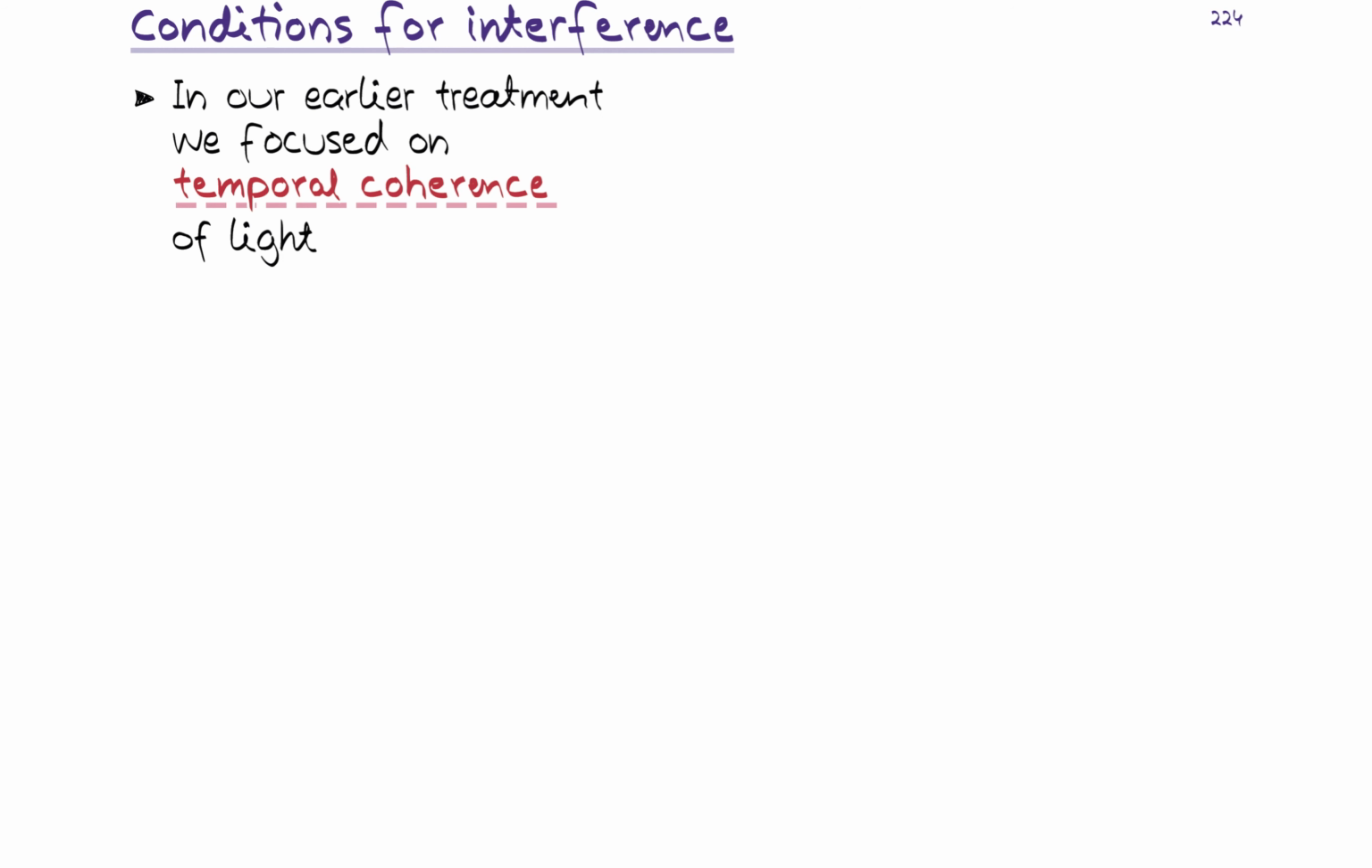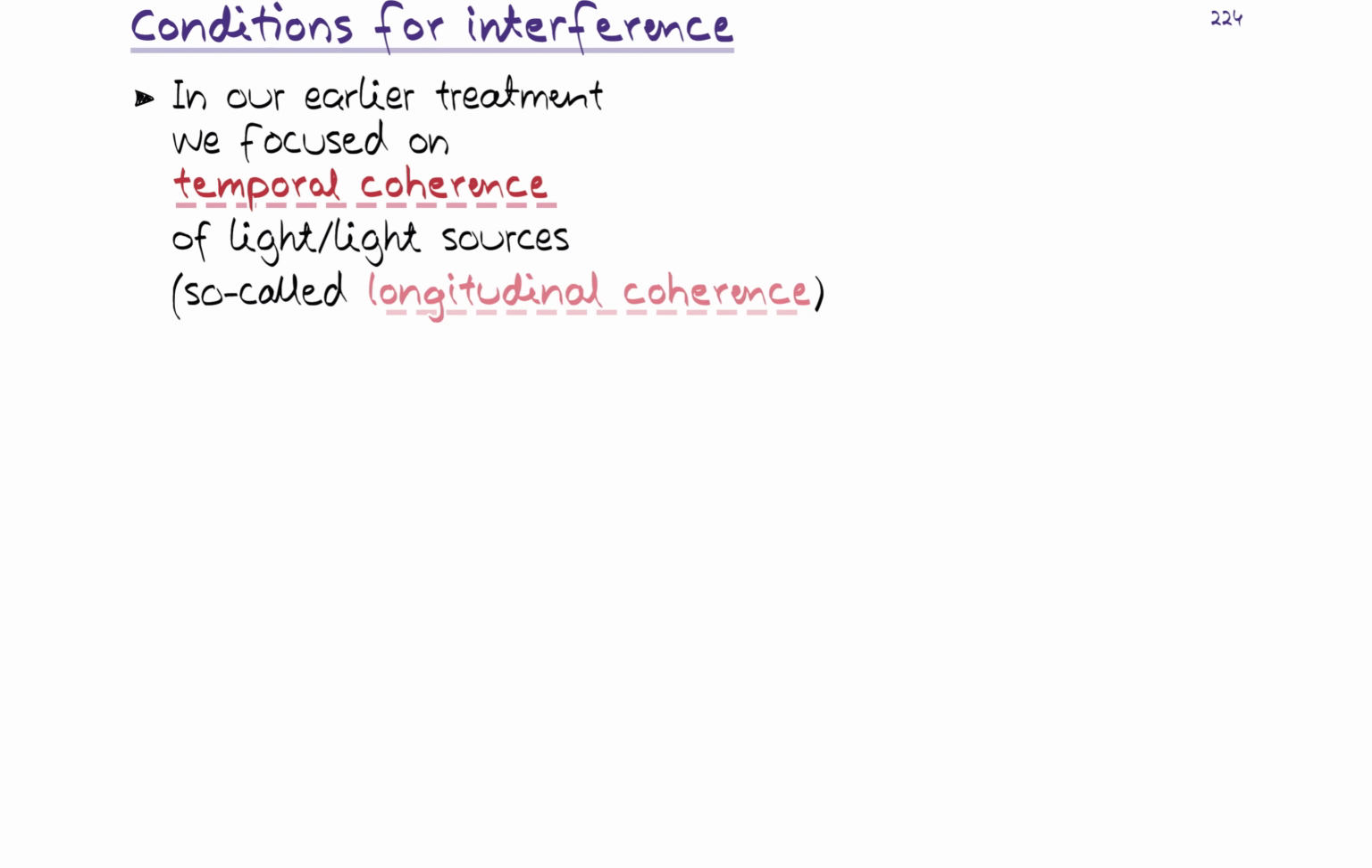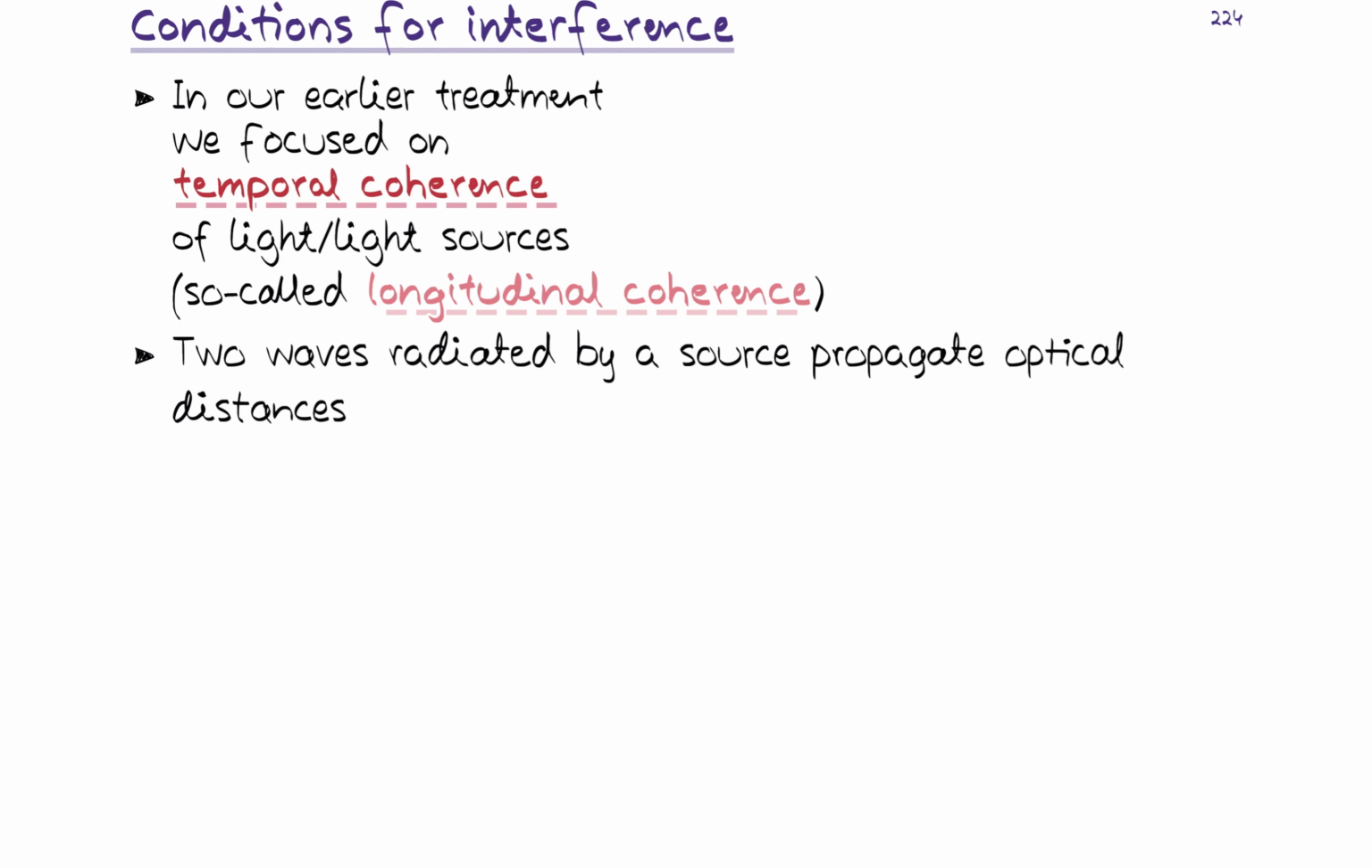So let me introduce to you two different notions regarding coherence of light. So what kind of coherence properties we have and how we can understand them to manifest themselves. So earlier we have really focused on so-called temporal coherence of light, or light sources, and this is also known as longitudinal coherence. And basically one way of understanding what temporal coherence is, is that we are looking at two waves that are being radiated by a source, and they propagate at given optical distances.